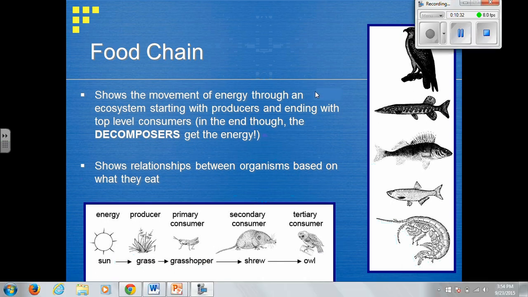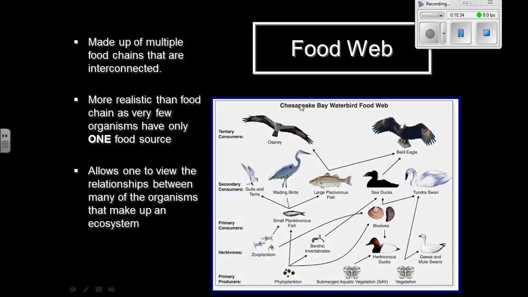All right, we're going to move on to food webs. Food webs are just multiple food chains together. Again, the arrows show energy transfer. This is more realistic than the food chain because most organisms have more than just one source of food. So this allows you to see multiple different relationships that make up the entire ecosystem. This is the standard Chesapeake Bay food web that you'll probably see multiple times throughout the year and on the SOL.